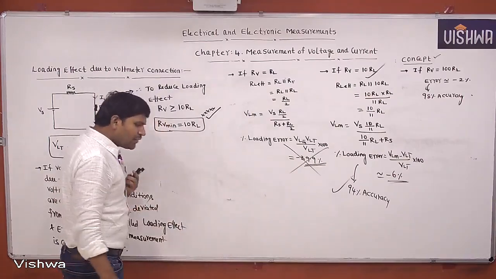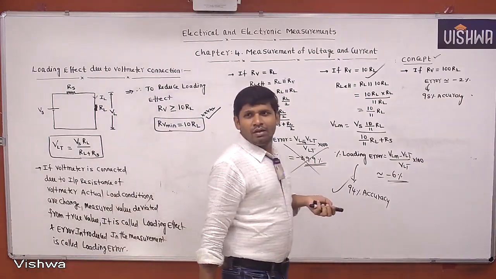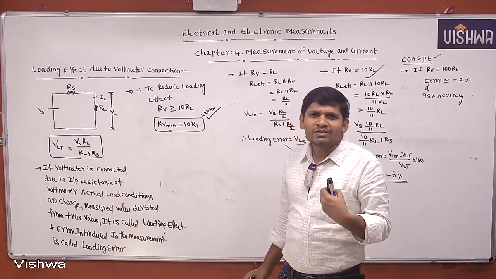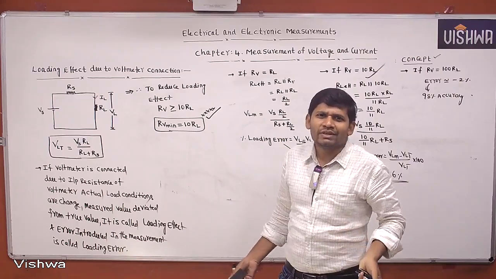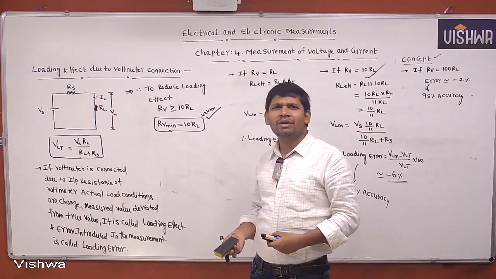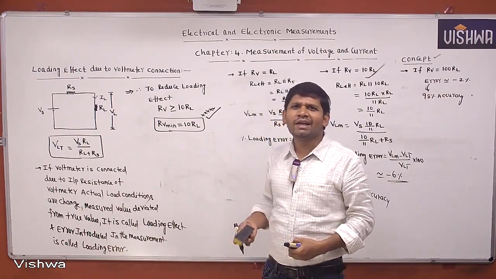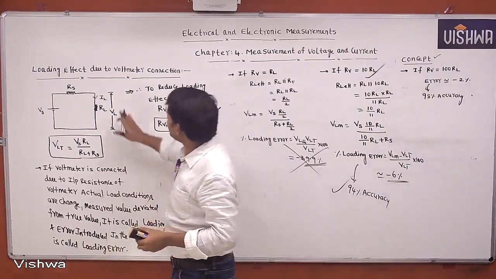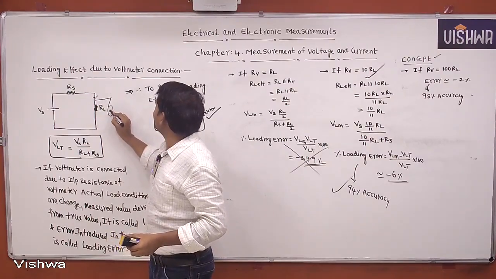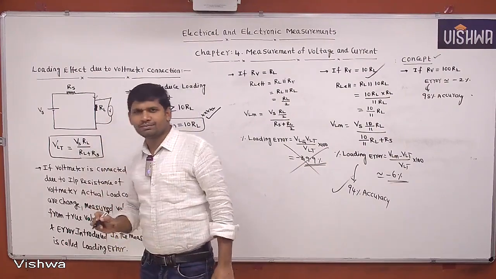That means, what's the final observation here? To reduce the loading effect, we must select the voltmeter with high input resistance. Sir, what is the practical significance? By selecting the voltmeter with high input resistance, how is the error reducing? The reason is very simple. We know that to measure the voltage across the load, what are we doing? We are connecting one voltmeter.